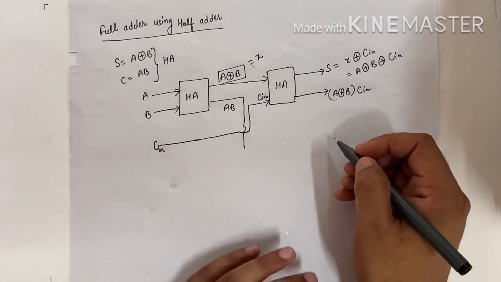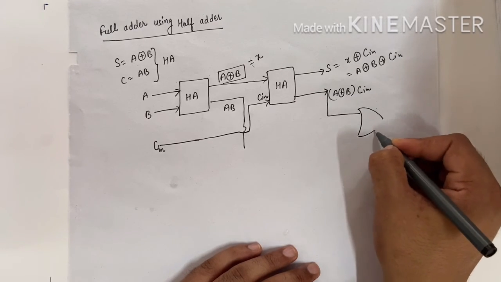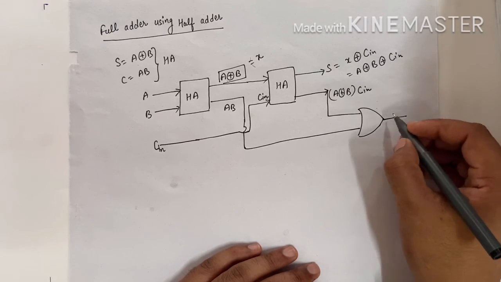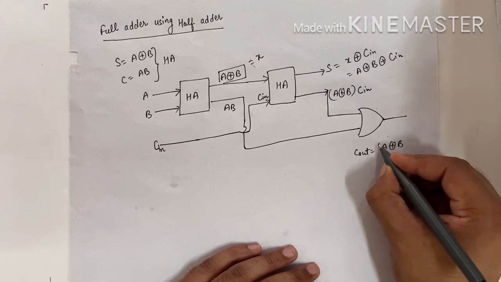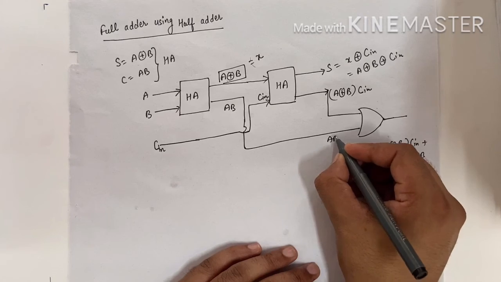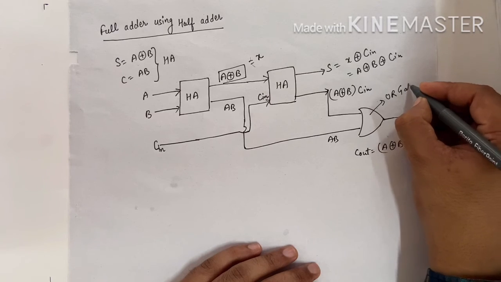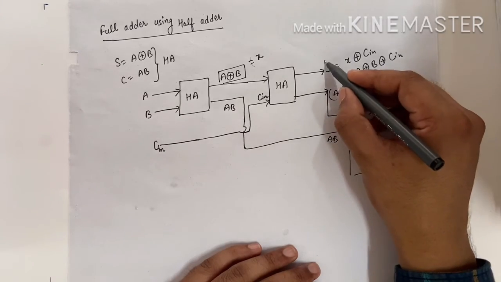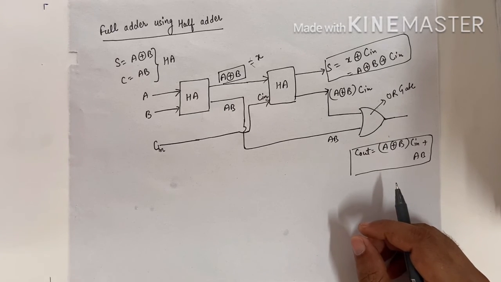Now, if we put this C in the OR gate, and here we can apply another input AB to this OR gate, we can get C out equals A XOR B C input plus AB, because AB is applied from this first half adder to the OR gate. This is the OR gate. So in this way we can develop the carry of full adder. This is the condition of sum. So by using two half adders we can develop a full adder.